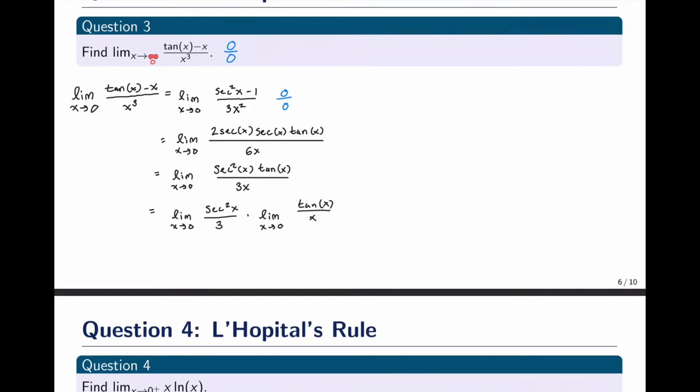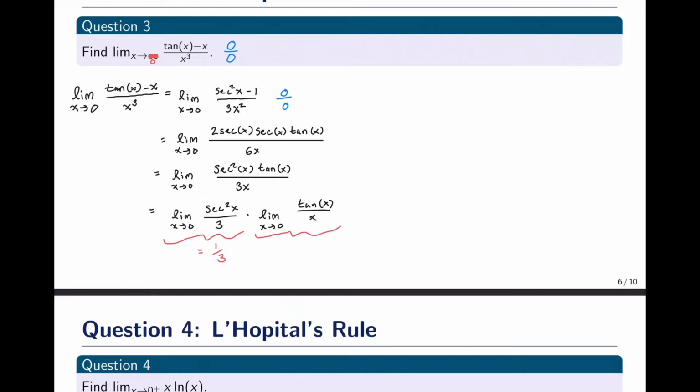All right, so now why am I able to do this? Well, the reason that I'm doing this and pulling the secant squared x over 3 into its own limit is that I can easily calculate this limit, right? What happens as I send x to 0? Well, secant, that's continuous at 0, that's equal to 1. So this first limit here evaluates to 1 over 3. And the second limit is still in an indeterminate form, right? This is going to give me a 0 over 0. And I can apply L'Hopital's rule to determine what this limit is, right?